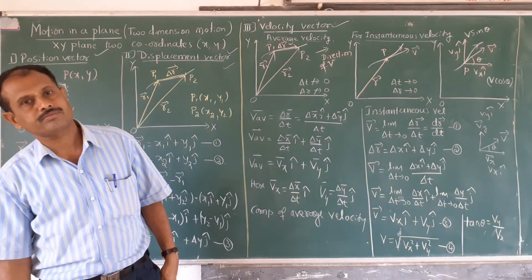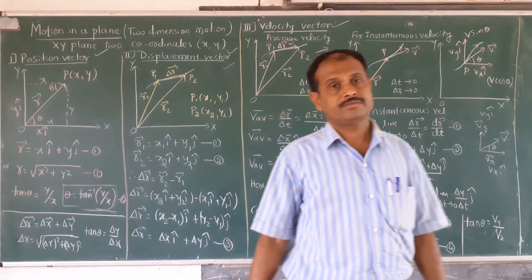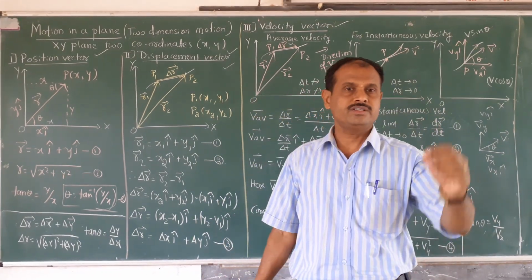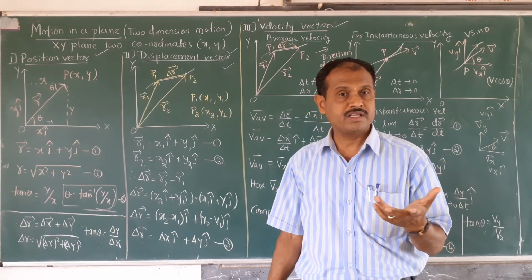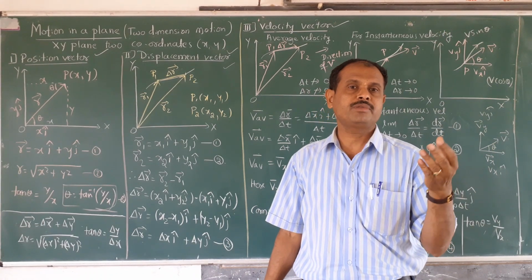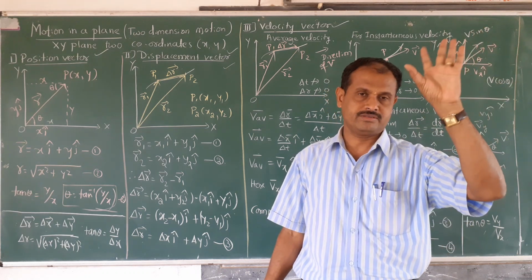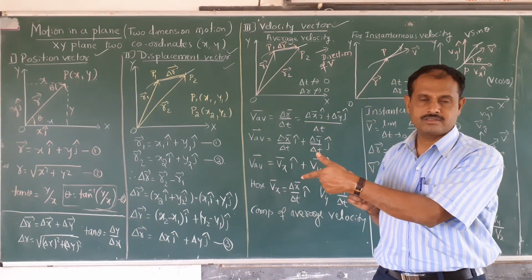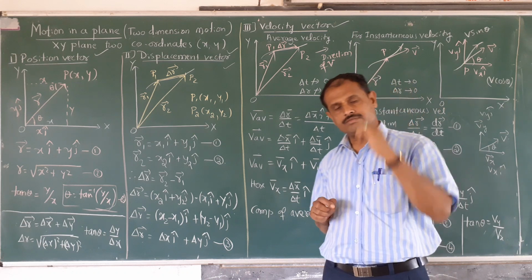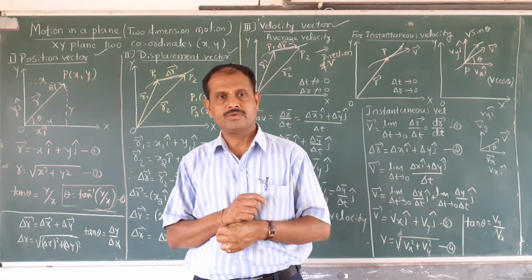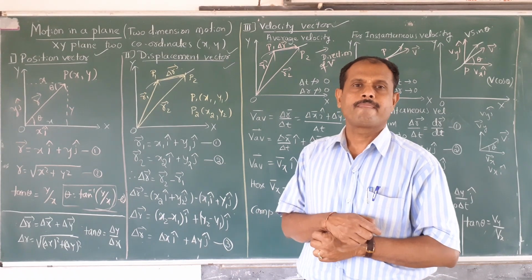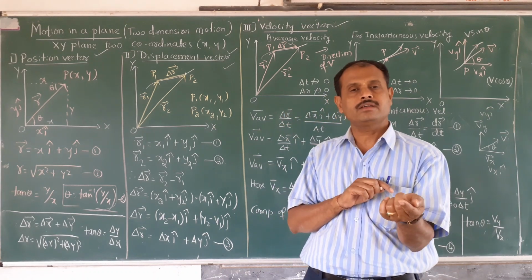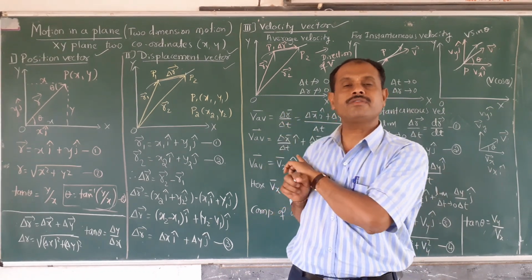Displacement vector. When do you get the displacement? Only when the particle changes position. How do you define the displacement? Change of the position of the particle in a particular direction is called displacement. But we express the displacement in 2 dimension motion, very important. There are 2 positions. One of the positions is expressed in terms of x and y. Another position is also expressed in terms of x and y.